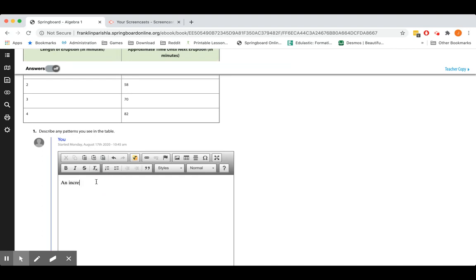An increase of 12 minutes for every 1 minute the eruption lasts. Let me increase this just a little bit. An increase of 12 minutes between eruptions.